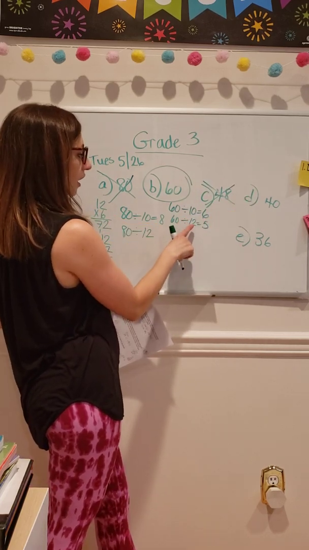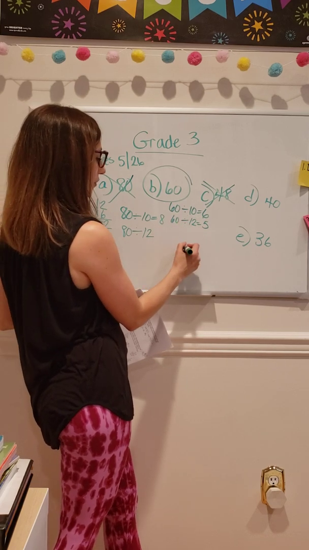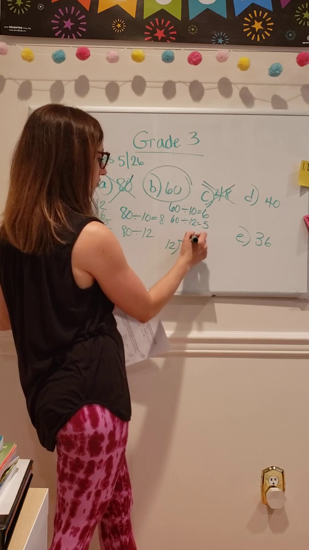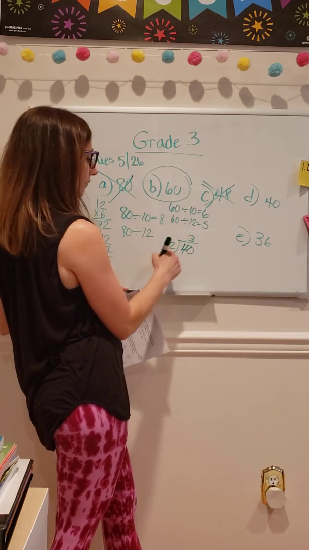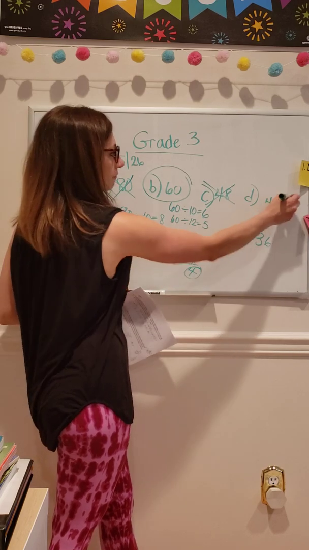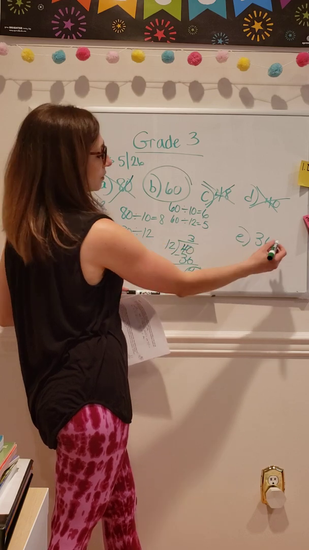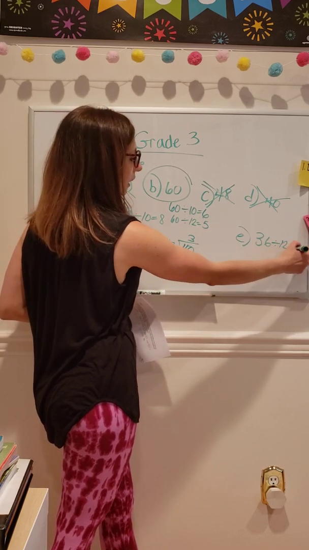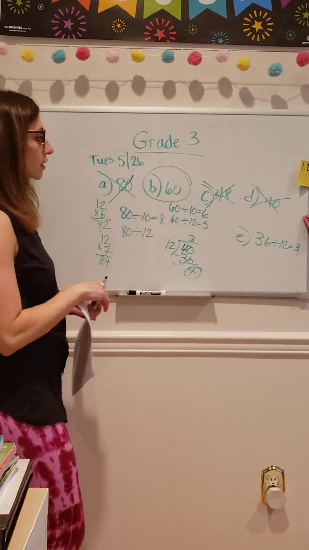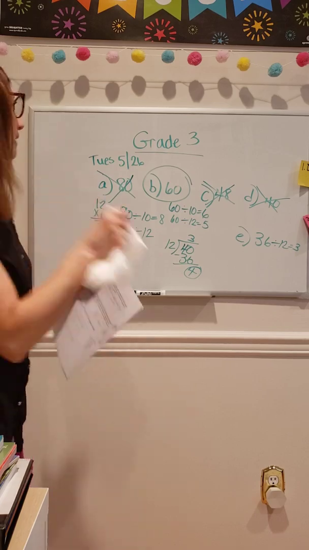40 I could divide by 10, right? But I can't divide that one by 12 because 40 divided by 12, the closest thing to that is 3. 12 times 3 is 36 and I'd have 4 extra. So it's not going to be that one. And same over here, 36 divided by 12 would be 3, but 36 divided by 10 means I would have leftover apples. So the correct answer for Tuesday the 26th was B.